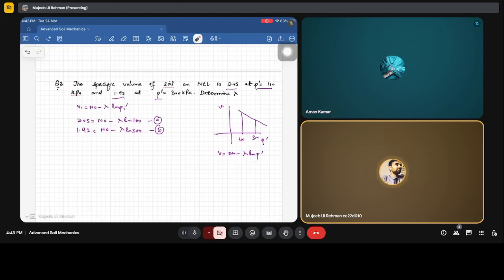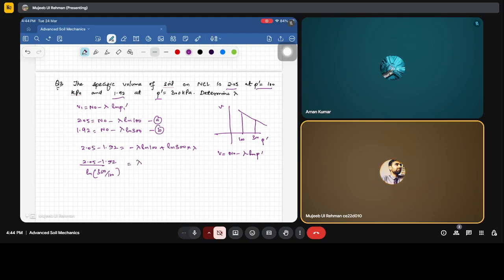V is equal to N naught minus lambda times ln of P dash. So we have used this. Just by readjustment, you can subtract equation 1 from 2. That is 2.05 minus 1.92 equals lambda times ln of 100 plus ln of 300. We can put lambda outside or keep it here. So (2.05 minus 1.92) divided by ln of 300 by 100 is equal to lambda.